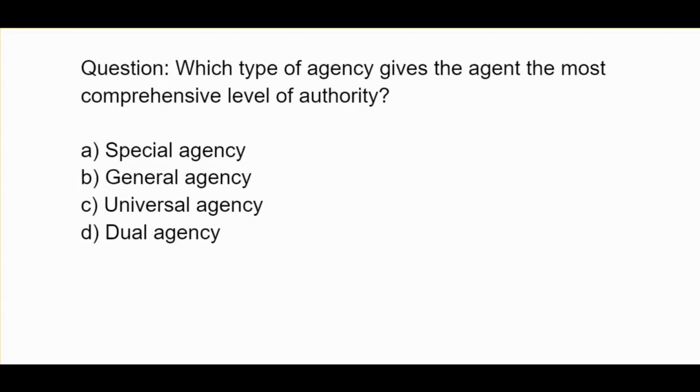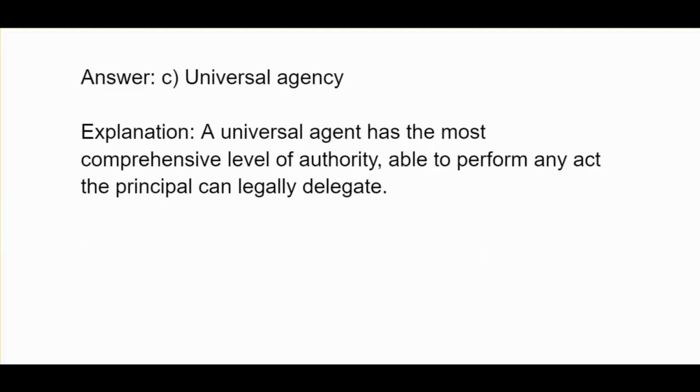Which type of agency gives the agent the most comprehensive level of authority? A. Special agency. B. General agency. C. Universal agency. D. Dual agency. C. Universal agency. A universal agent has the most comprehensive level of authority, able to perform any act the principal can legally delegate.